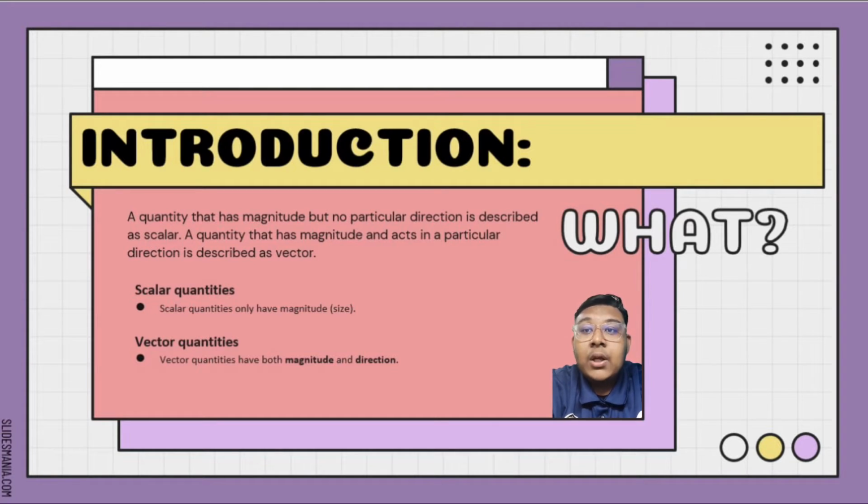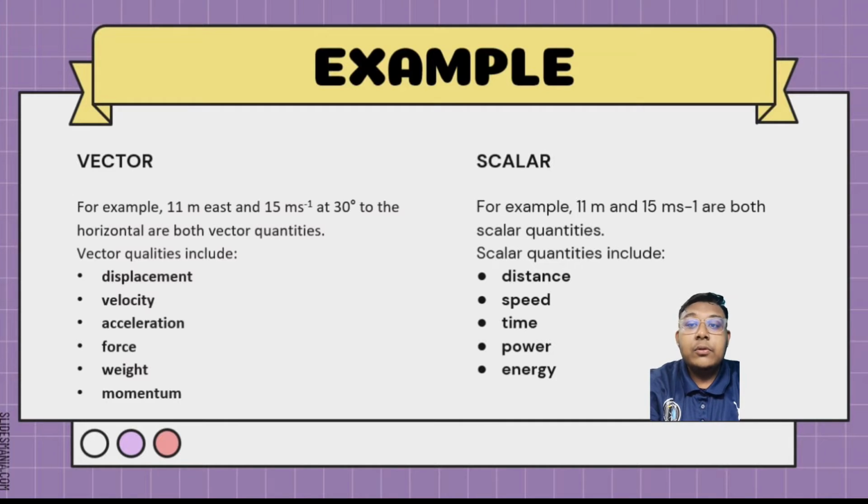Scalar quantity only has magnitude. This is size. And then vector quantity has both magnitude and direction. For example, 11 m/s and 15 m/s at 30 degrees to the horizontal are both vector quantities. Vector quantities include displacement, velocity, acceleration, force, weight, and momentum.